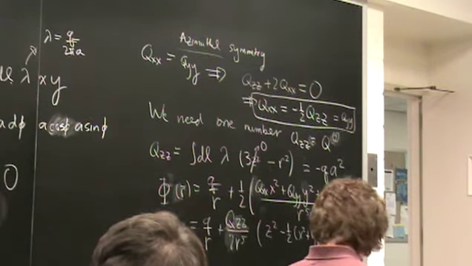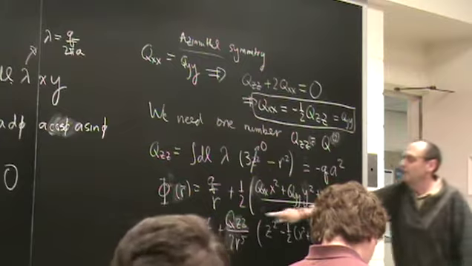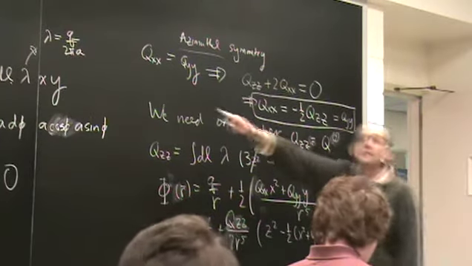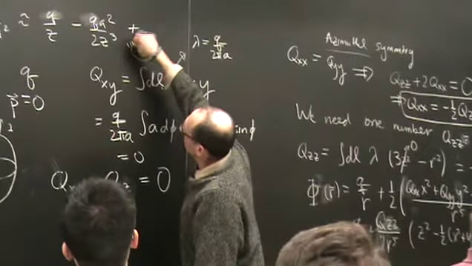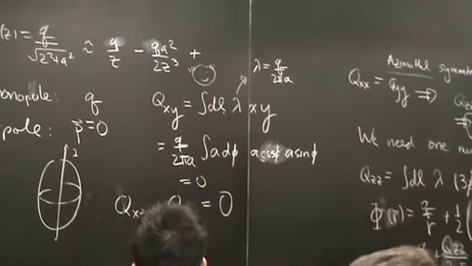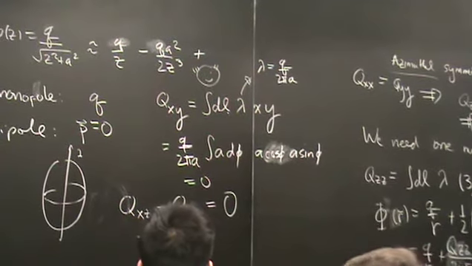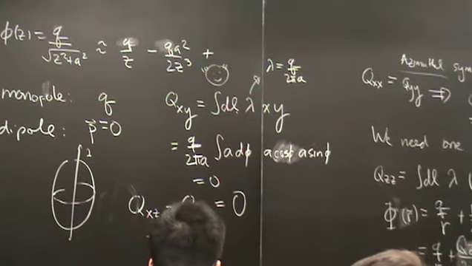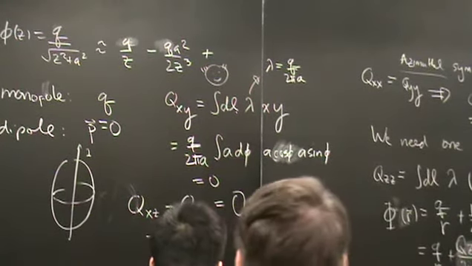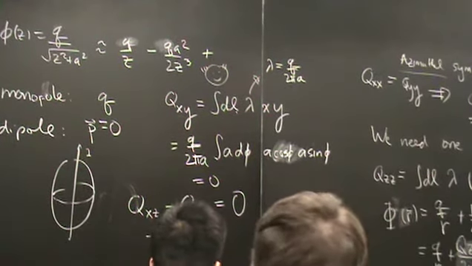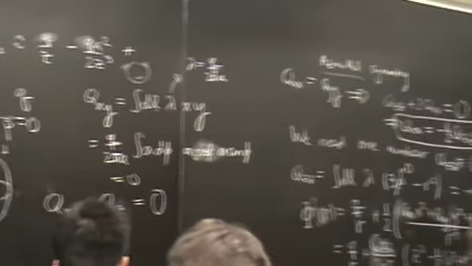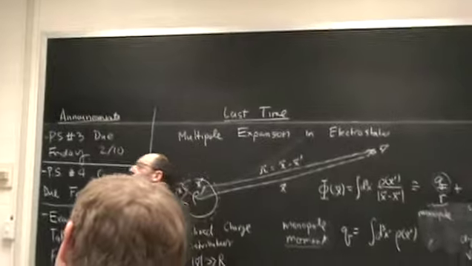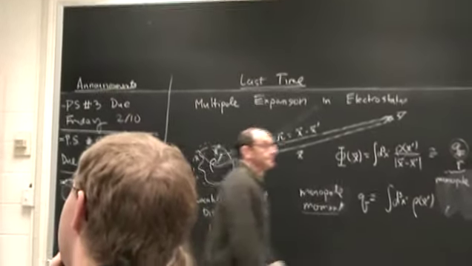Sorry. So I plug in this, minus qa squared, and I get this. All right? Cool. All right. So, let's continue on.